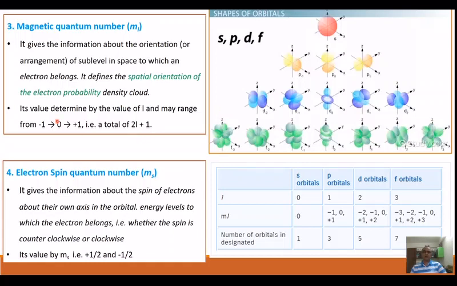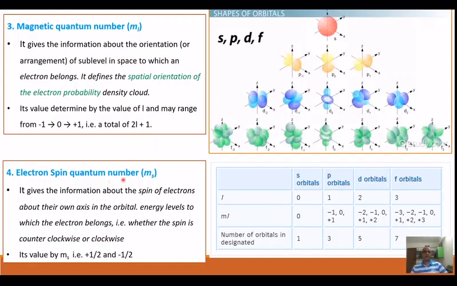It describes how the electrons are spread in a sublevel, and their density is determined. Its value is determined by the value of L, and may range from -1, 0, or +1. The total of this is 2L plus 1. How do we find this magnetic quantum number? By using this formula, 2L plus 1.